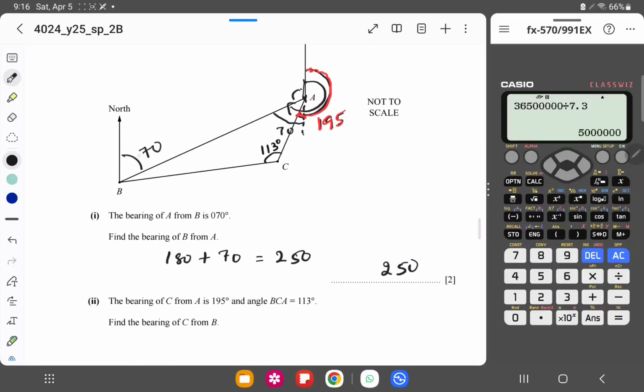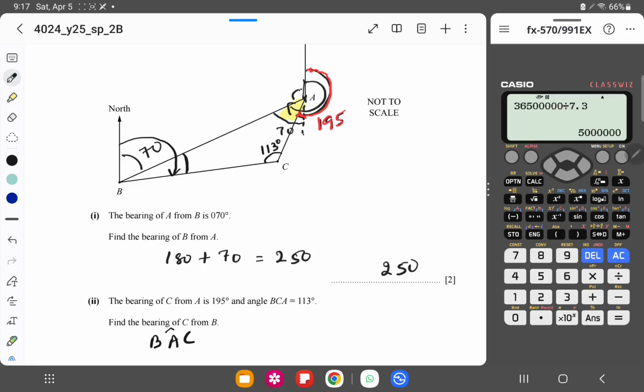C from B means from B you will have to come up till here. So if we find out this angle B, we'll have to find out this angle and add with 70 degrees to get this answer. But we should know how much is angle BAC. So BAC angle, this much, we do 180 minus... and that is 195 degrees given in the question.